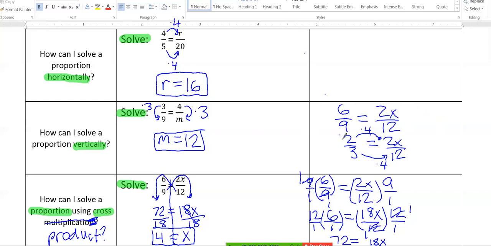Okay, 2 times 4 is 8 equals 2x. And if you divide both sides by 2, you get 4 equals x, just like you did when we used cross products. So just showing you that it would still work horizontally even if you had a coefficient in front of the x in the proportion.